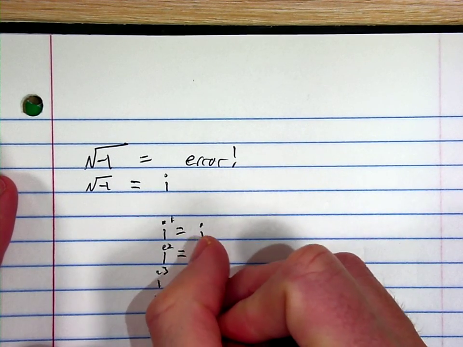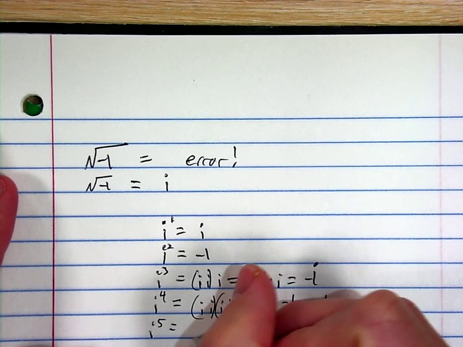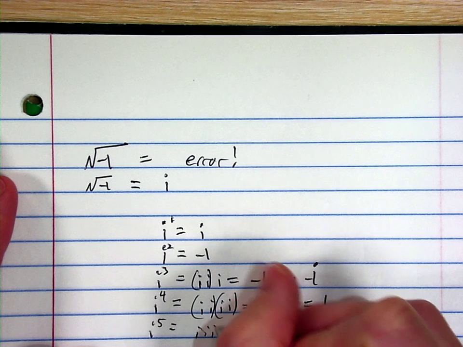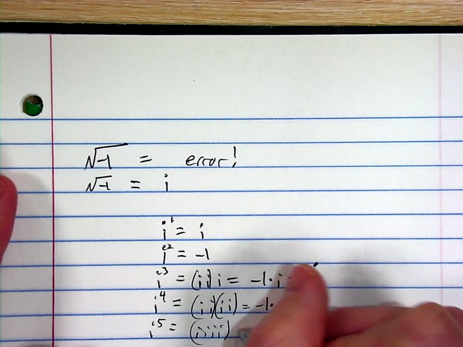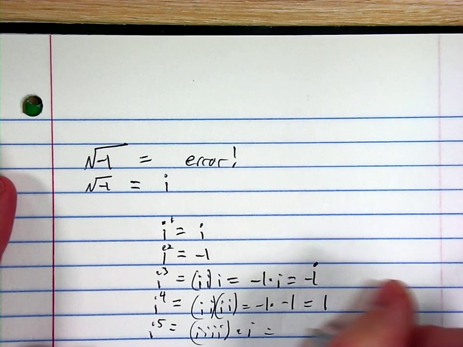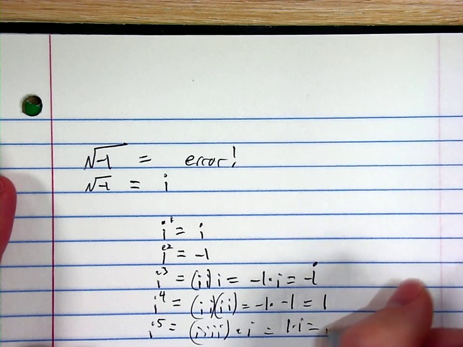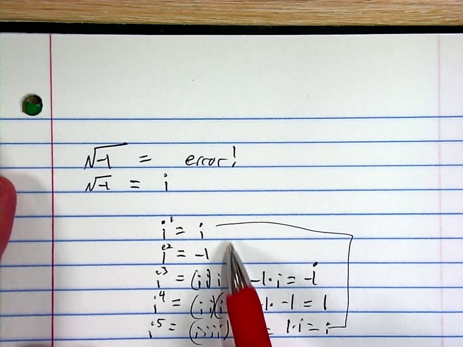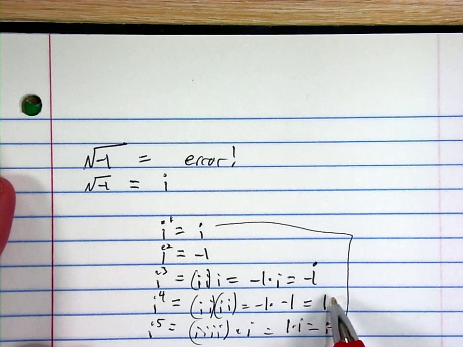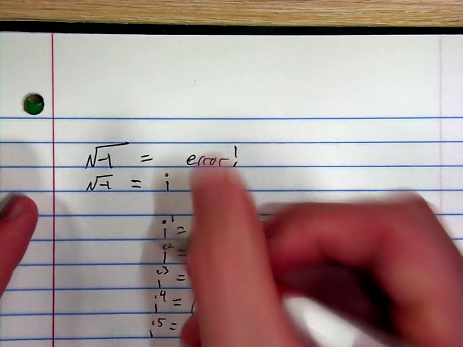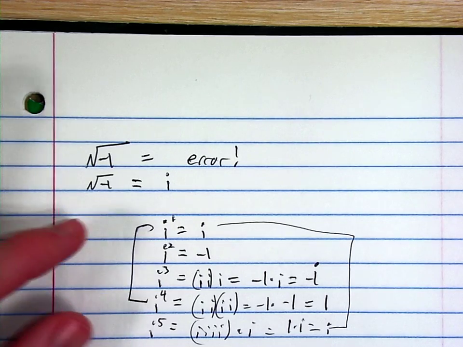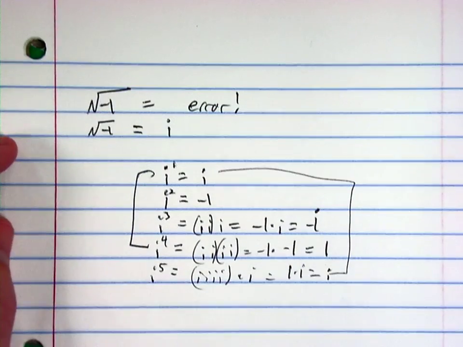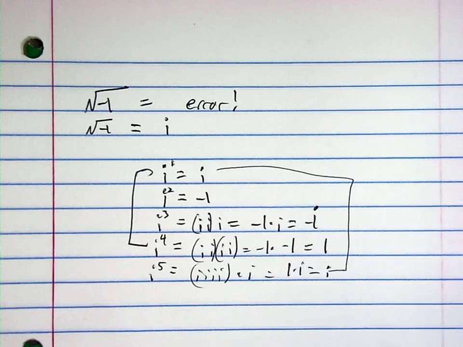If I had i to the fifth, that'd be four i's, which I know is 1, times one lonely i out there. 1 times i is i. And now you've seen we come full circle here: i, -1, -i, +1, and back to i. So really we're looking at those top four, i to the first, second, third, fourth.